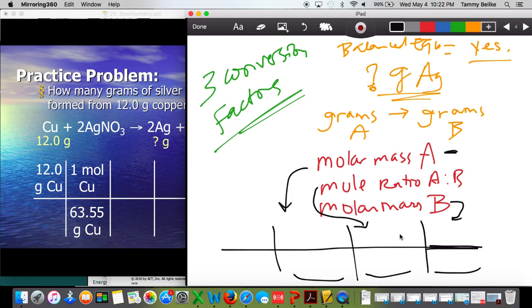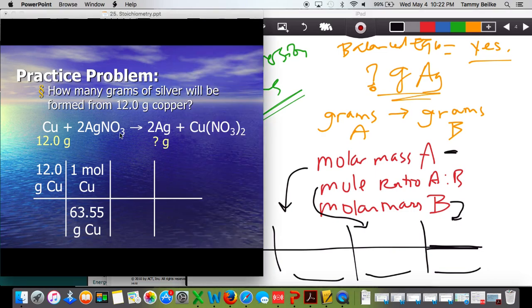Okay, I need the mole ratio of A to B. Where do I get the mole ratios? I get them from the balanced chemical equation. We're going to take the coefficients. So I see the coefficient in front of copper is nothing. What does that mean it is? It's a 1. So 1 mole of copper, and am I looking at silver nitrate here? No, I don't care about silver nitrate in this problem. I only care about silver and copper, and that's it. So it's this guy and this guy.